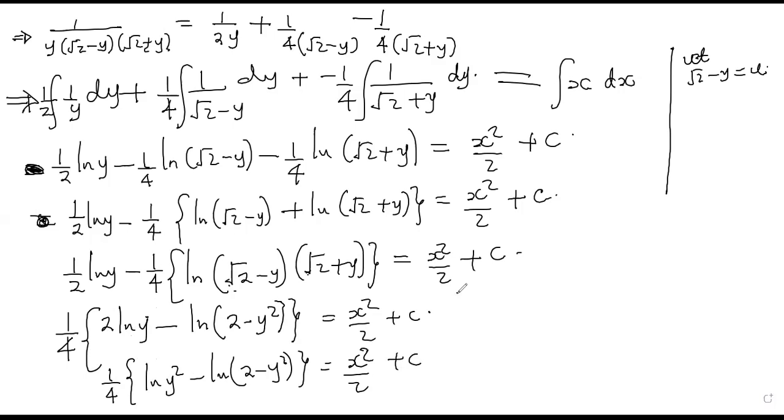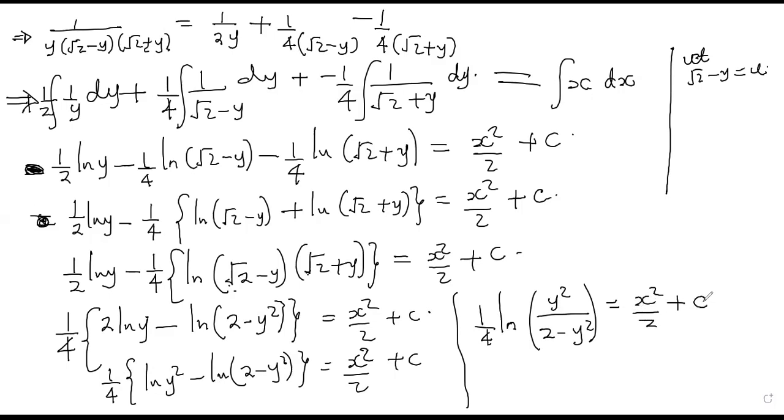Implying that that step can be written as a quarter ln, now a general ln, because here I'm subtracting, so I will say y squared over 2 minus y squared, right? It is equal to x squared over 2 plus a constant of integration.